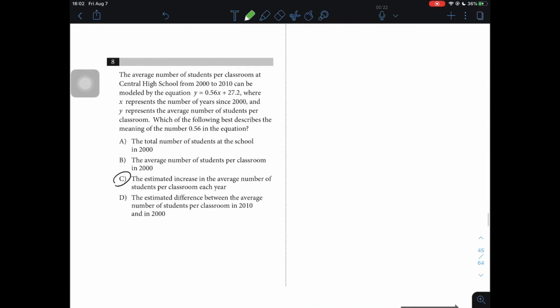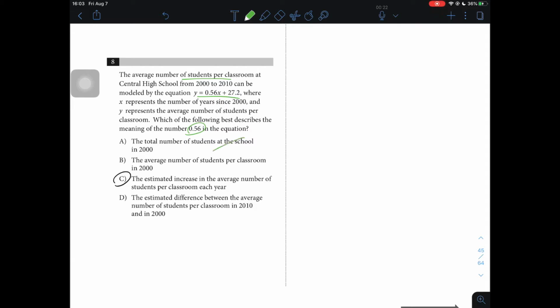So for this part, as you can see, it's a linear function, right? x is high school students per classroom, and y represents... just make sure you understand what they represent. The average number of students per classroom. The next number is a year, and 0.56, so that is clearly the slope, right? If it's a slope, it means whatever is increasing, whatever is decreasing. So we can just cross out some of the choices.